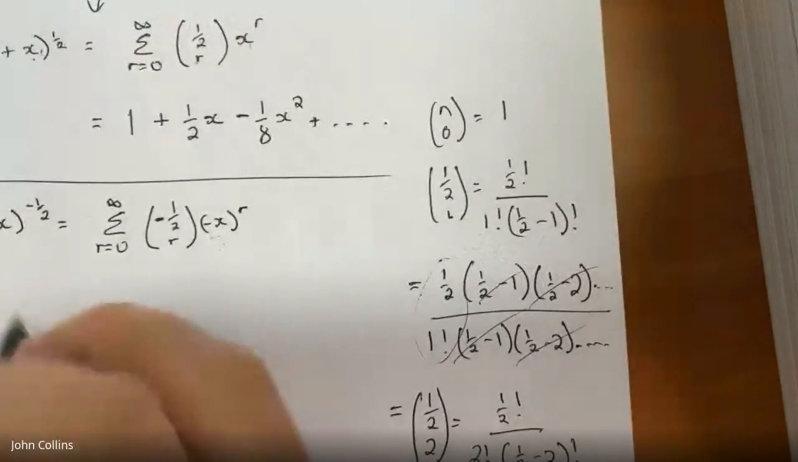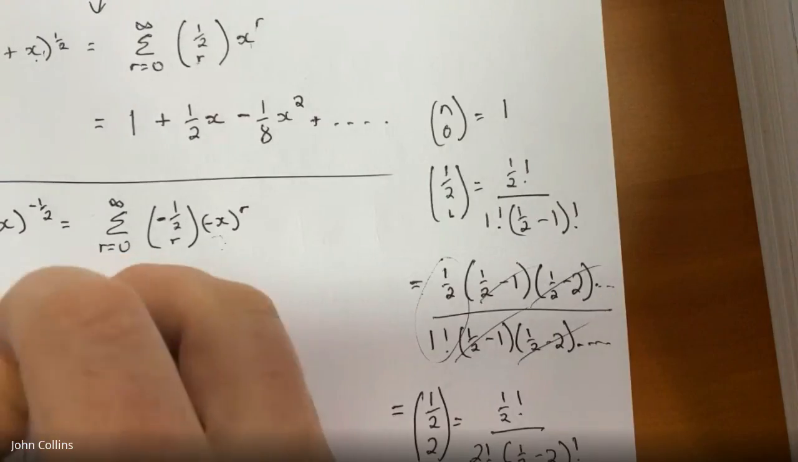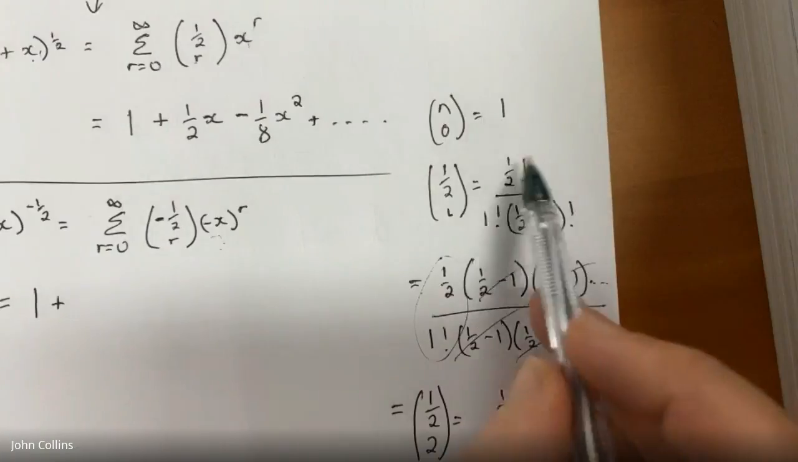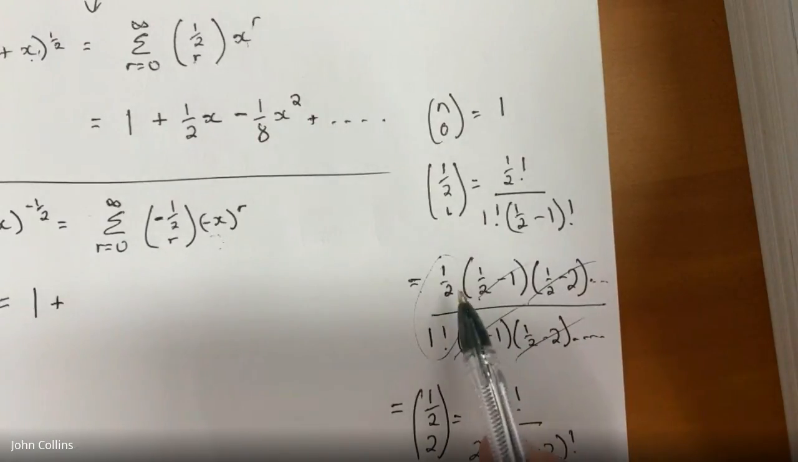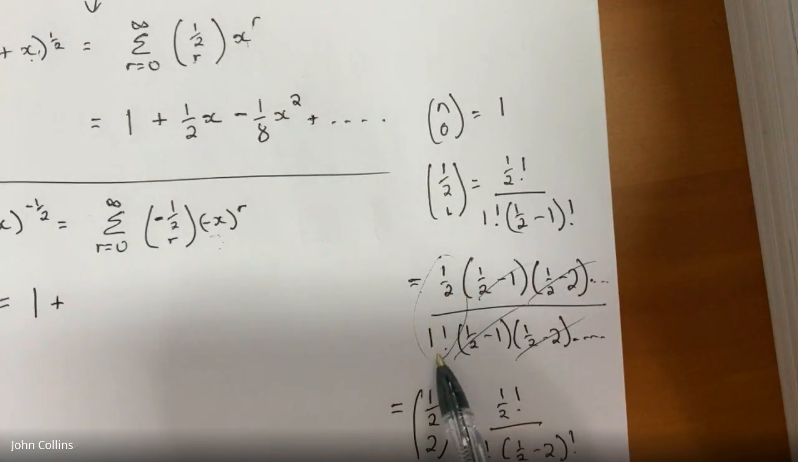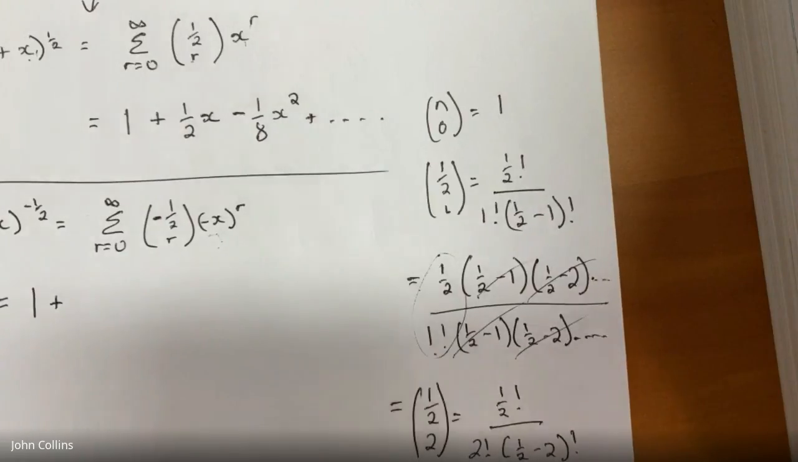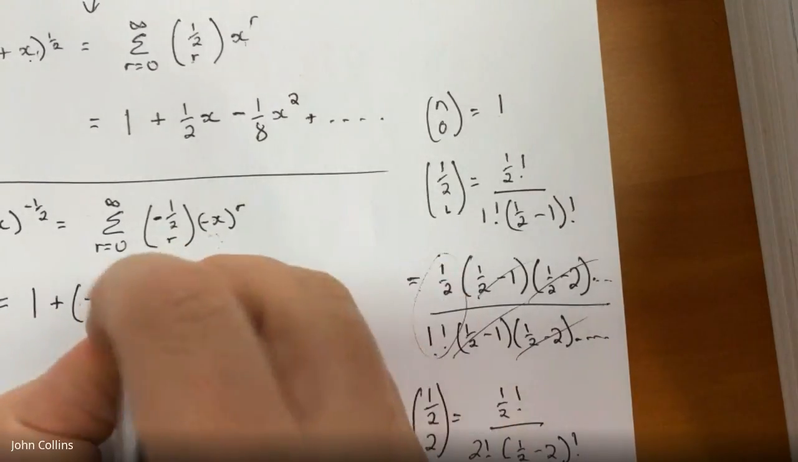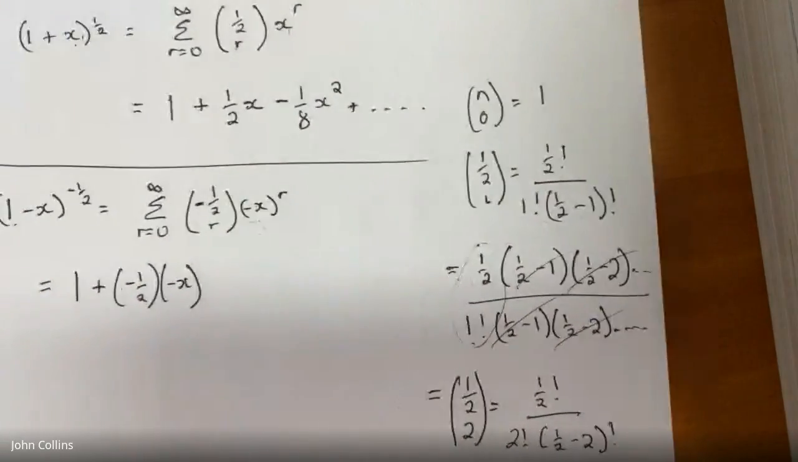Okay, so let's do this out. The first term is going to be 1. The second term, for the same reason that the second term here was just a half, this one would be minus a half over 1 factorial, but it's times negative x, so it's just a half. It's negative x to the 1, so I'm just going to make sure we don't make the double negative mistake.